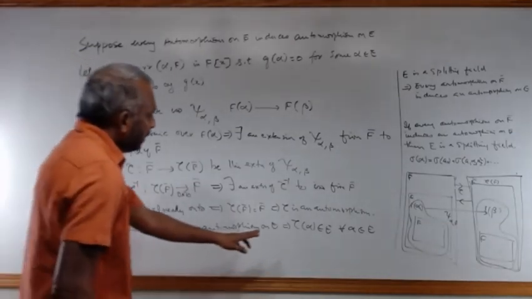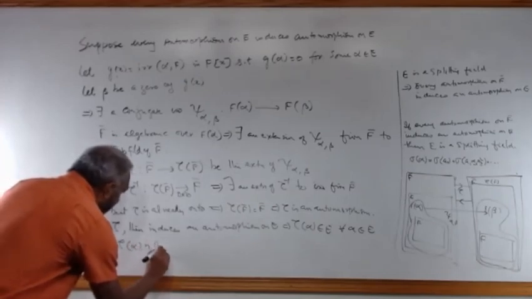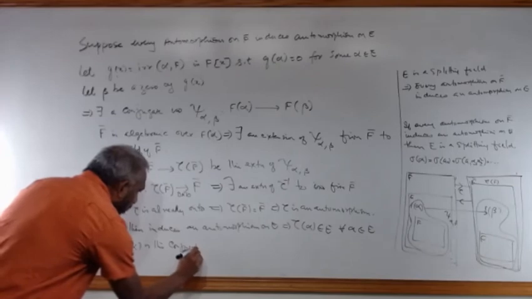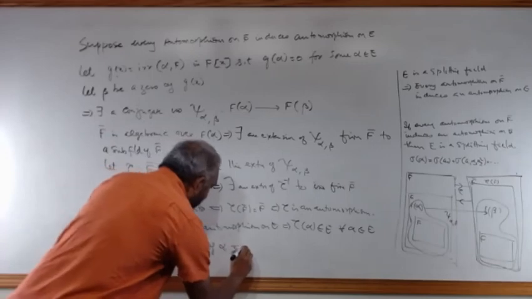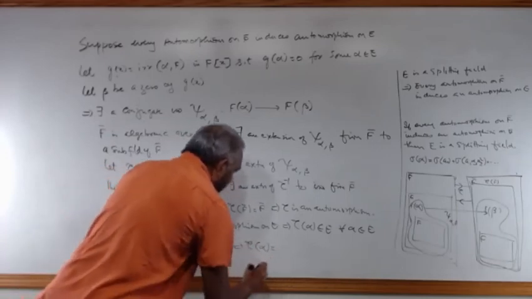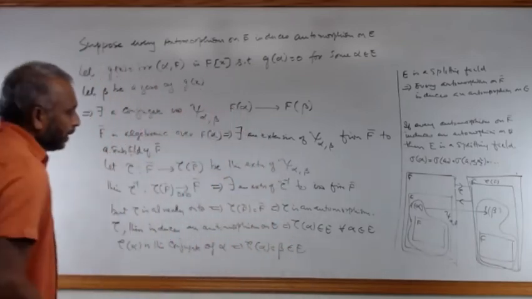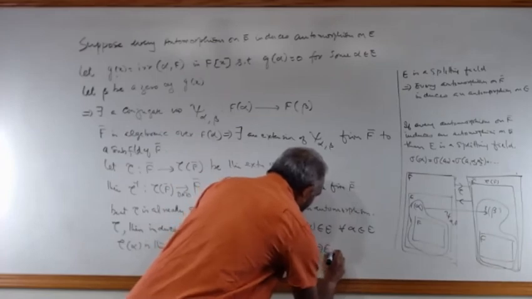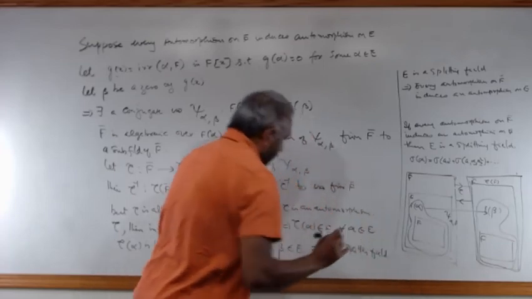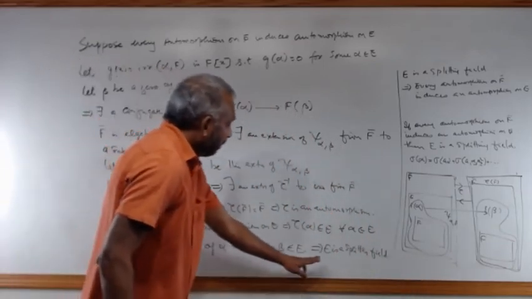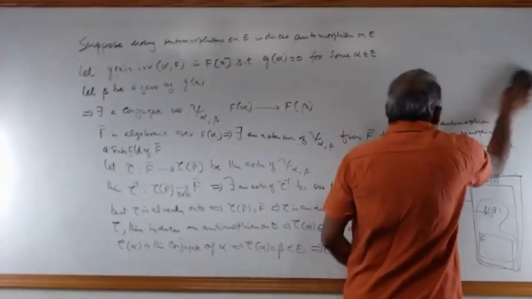And what does this mean? Tau of alpha is the conjugate of alpha. That implies tau of alpha is equal to beta, and that belongs to E. And that implies E is a splitting field. Splitting field means we want to write some more steps if you want.